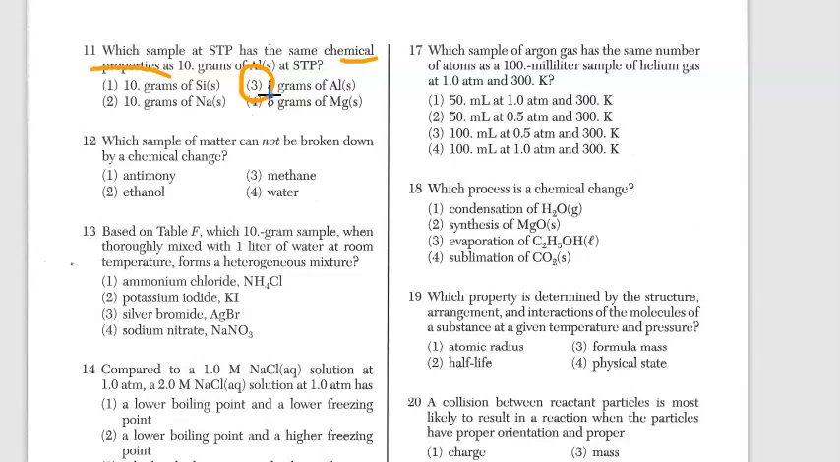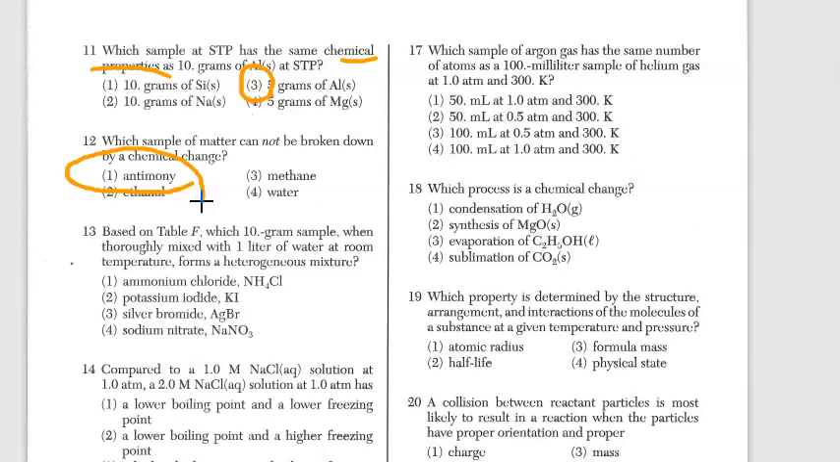For question 12, which sample of matter cannot be broken down by chemical change? What we're talking about here is an element. Remember, compounds you can break down. So what you have to do is recognize that antimony is an element. All the other 3 are compounds. Remember, you have reference table S to go back and double check your elements. There's the whole list there of the element names.